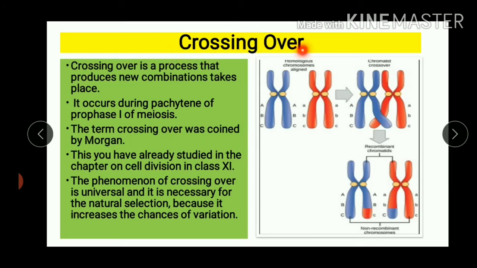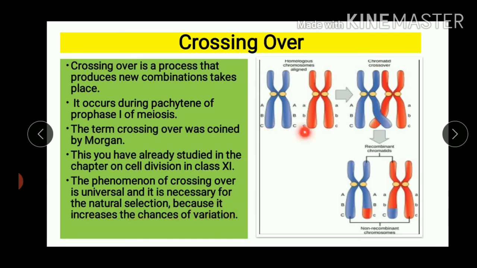Now let us study crossing over. Crossing over is a process that produces new combinations. It occurs during pachytene of prophase 1 of meiosis. The term crossing over was coined by Morgan. This already you have studied in the chapter on cell division in class 11th. The phenomenon of crossing over is universal. It is very important for natural selection because it increases the chances of variation.